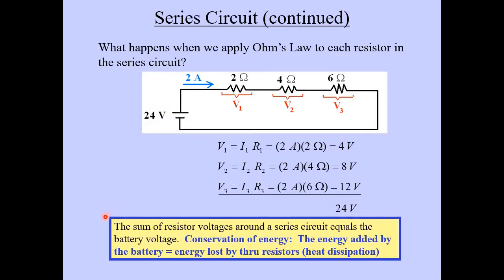All right, so this gives us a rule here. The sum of resistor voltages around a series circuit equals the battery voltage. The reason for this is the conservation of energy principle. The energy added by the battery, you can think of this 24 volts as adding energy, has to equal the energy lost by the resistors due to heat dissipation. So if we add up all of these voltages, they will always equal the voltage on the battery here.